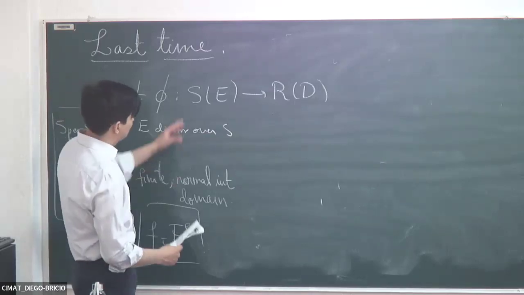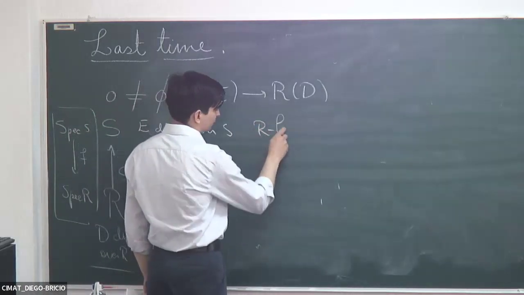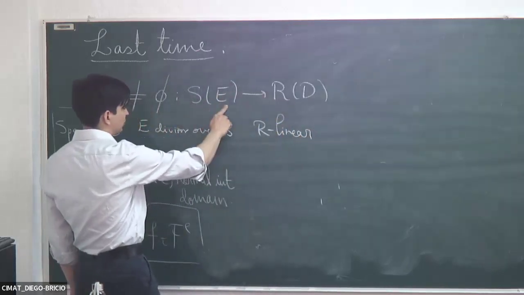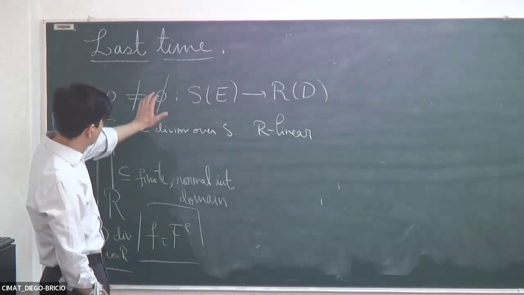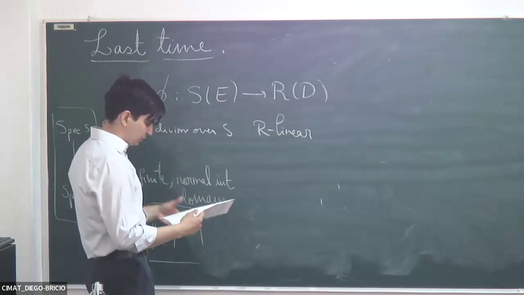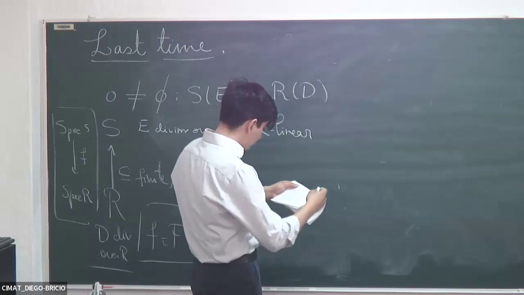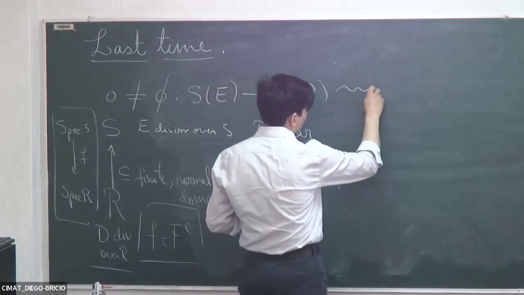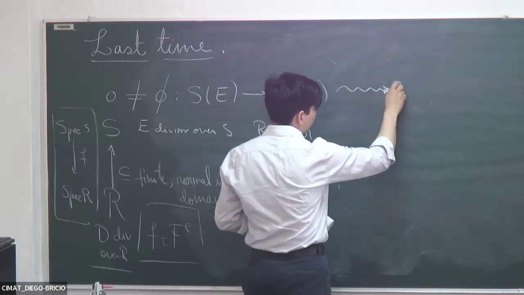So let's say that you have a phi over here that is R-linear. So this is an R module, this is an S module, but by restriction of scalars, it's an R module. So suppose that you have this non-zero map. It has to be non-zero for this. So to this map, you can attach a divisor, D phi.